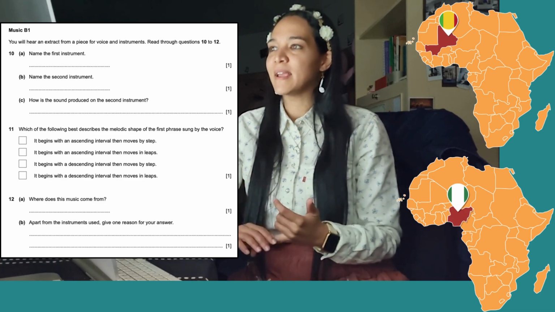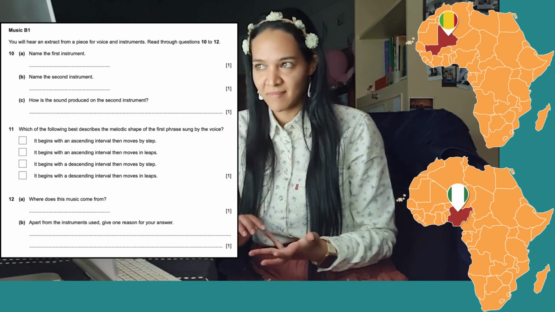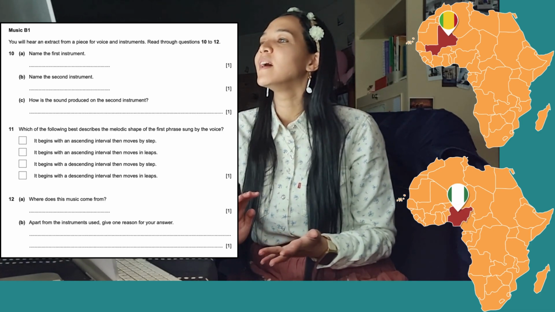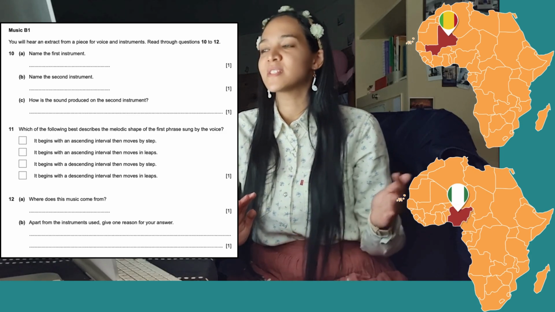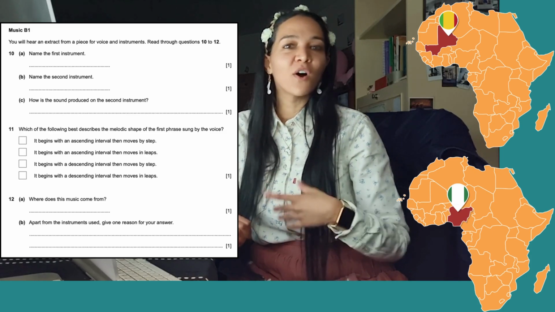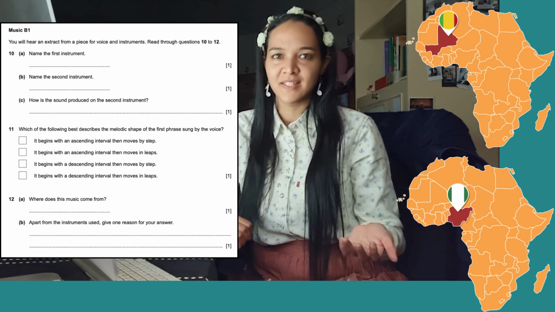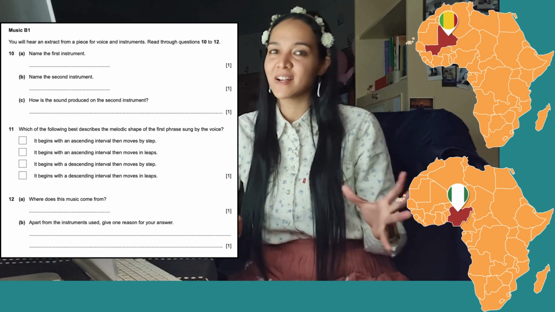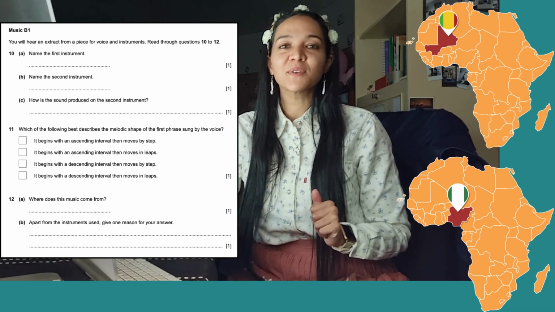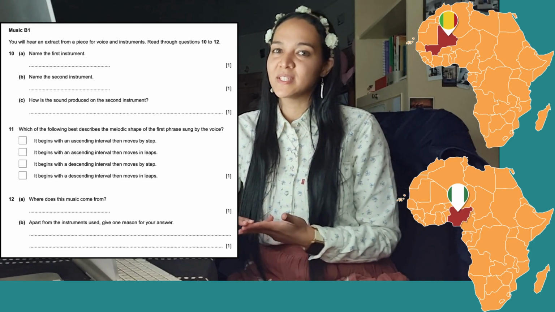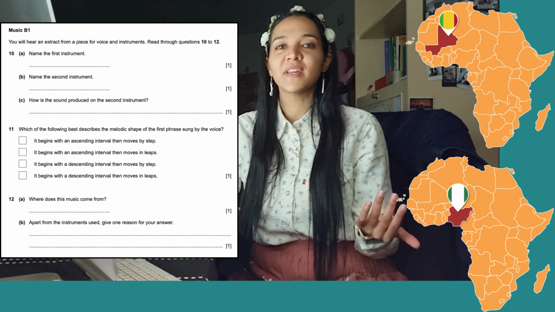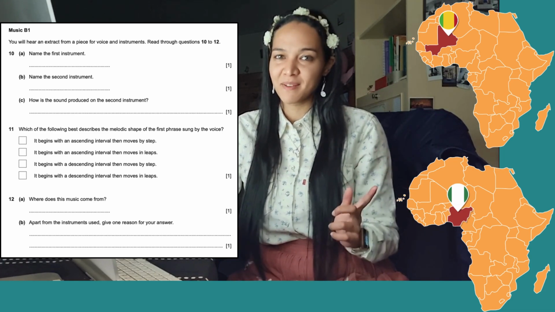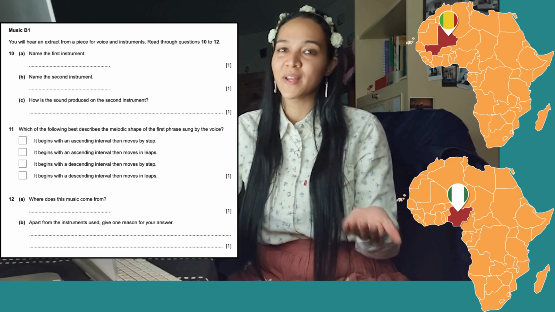Then they ask us, name the first instrument. Then we need to name the second instrument that we hear. Then how is the sound produced on the second instrument? So are we blowing, are we plucking, etc. Which of the following best describes the melodic shape of the first phrase sung by the voice? So we first have to describe if it begins with an ascending or descending interval, and then whether it moves by leaps or steps. Finally, we're asked, from where does this music come?